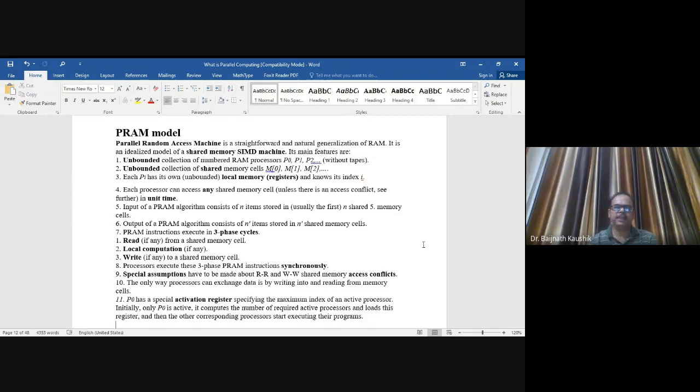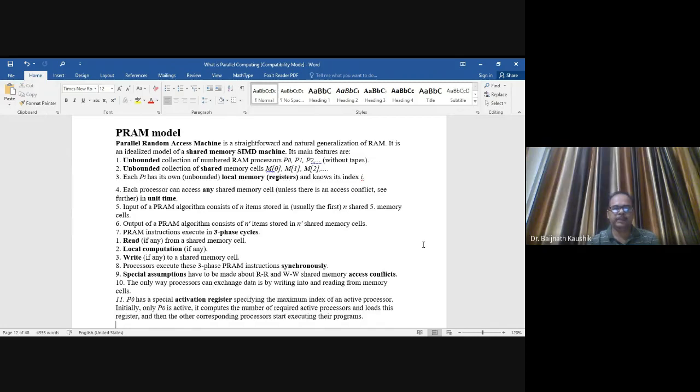Moving on, each processor can access any shared memory cell. Simultaneously and concurrently, multiple processors read data from the same shared global memory and write results into the same shared global memory unless there are read or write conflicts. How the PRAM model handles read or write conflicts, we will see in the coming session.